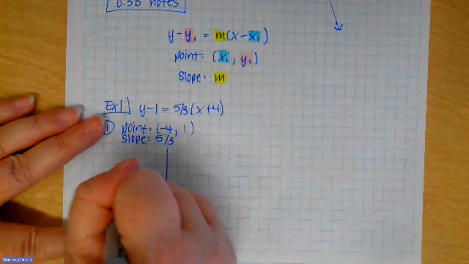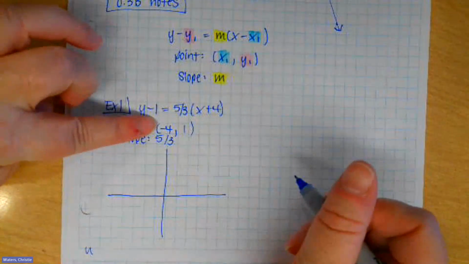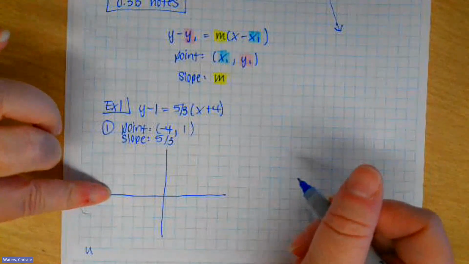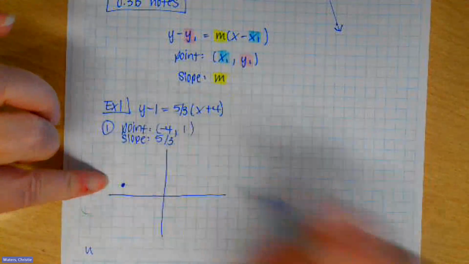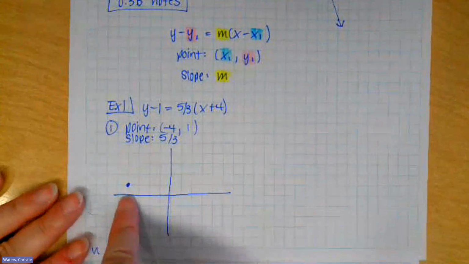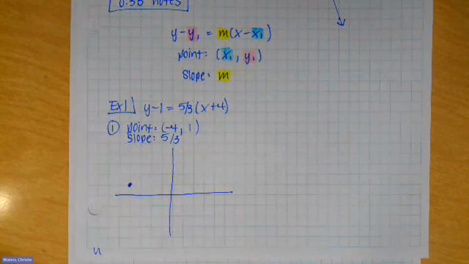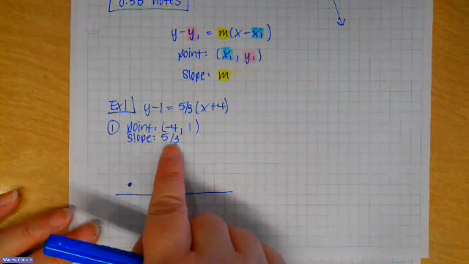Oops, that went a little crooked. My bad. All right. So -4 means I go left 4, up 1. So from 0, 0, count left 4, up 1. 1, 2, 3, 4. Right there. And I usually do this first point darker than the other ones. That way it's clear to whoever's looking at my work what was the first point that I plotted. Then my slope is 5/3.